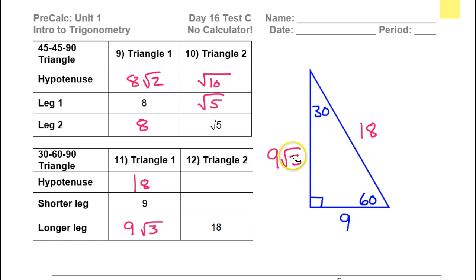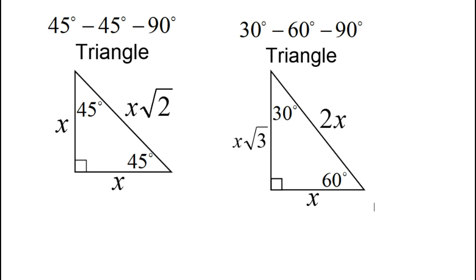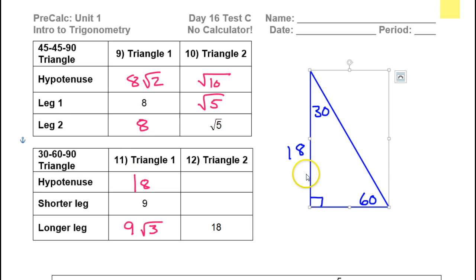How about problem number 12? Let's look at what we have. Slightly trickier. They gave us the longer leg to be 18. Everything is always easy when they give us the short leg, but they gave us the longer leg, so that's a little bit trickier. Also, looking at the pattern, the longer leg is supposed to have a radical 3 in it. So it really is messing me up that I don't see a radical 3, I just see 18.